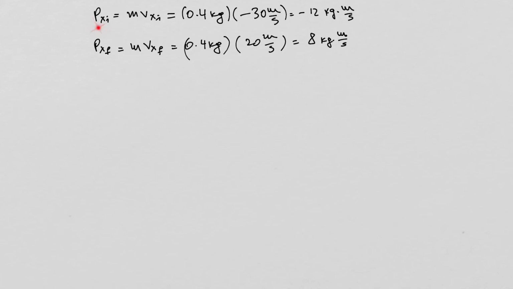Before collision, the initial momentum of the ball is 0.4 kilograms times negative 30 meters per second, so this is minus 12 kilograms meters per second. And the after collision momentum of the ball is 0.4 kilograms times 20 meters per second, or this is 8 kilograms meters per second.